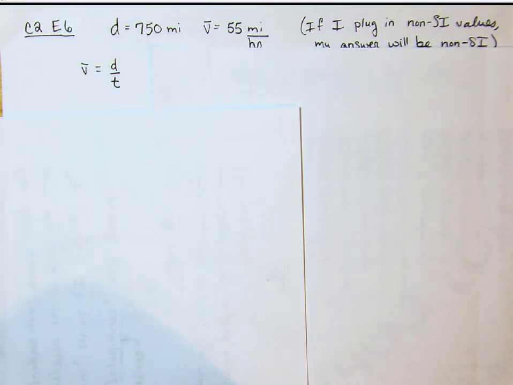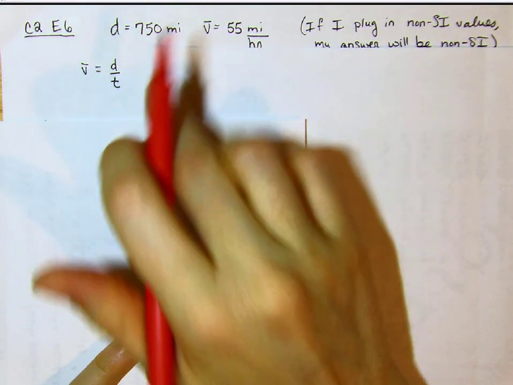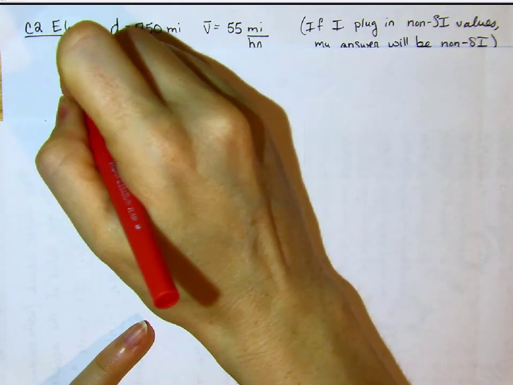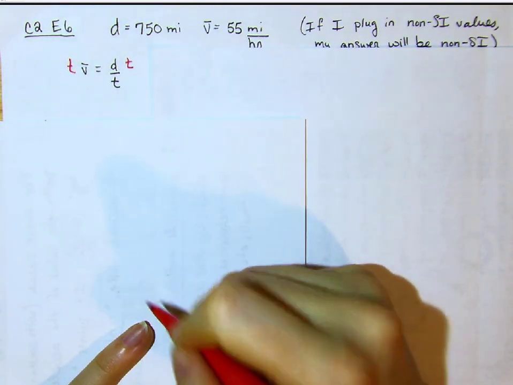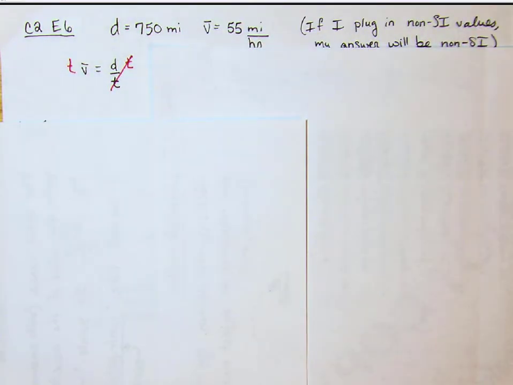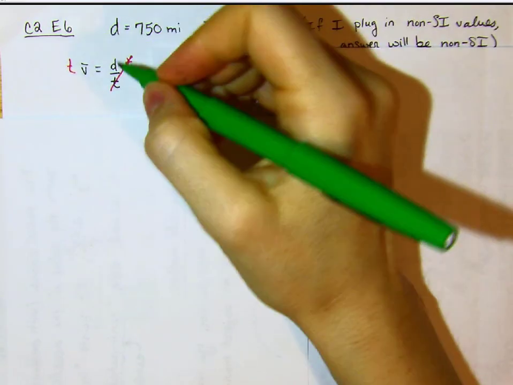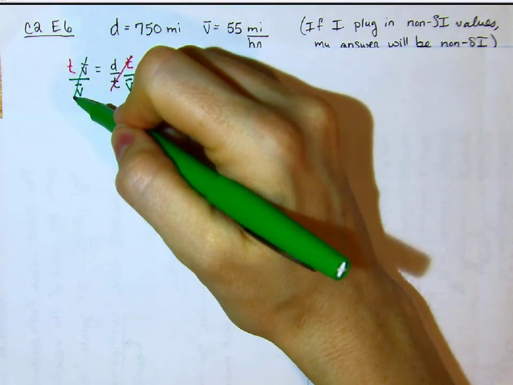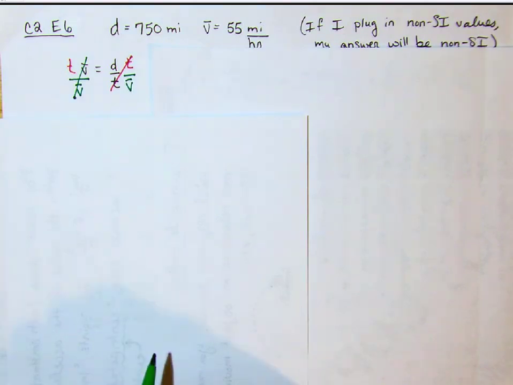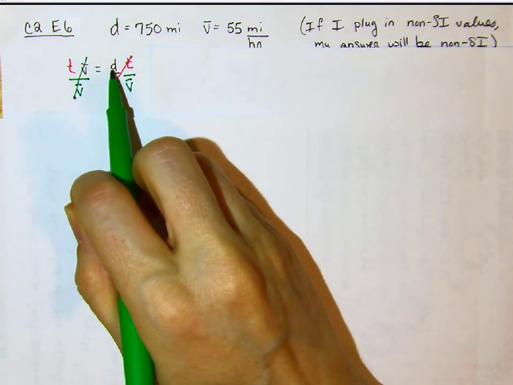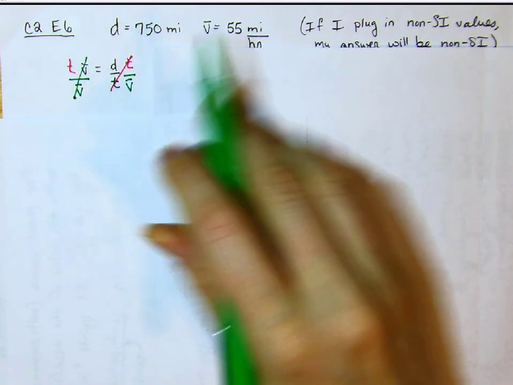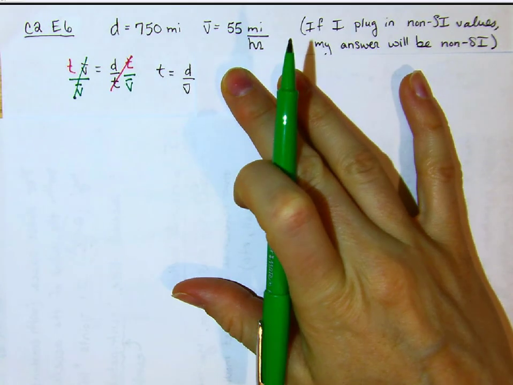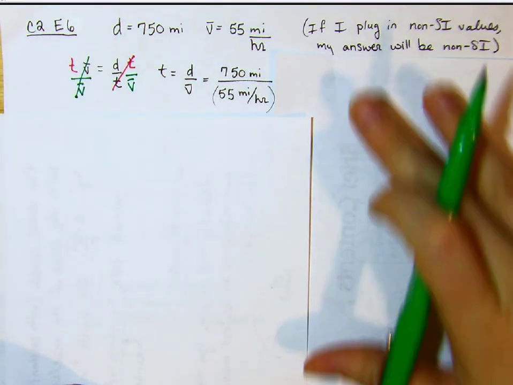So I want to solve it for t. Right now t is in the denominator, so I'm going to multiply both sides by t, so that way it's at least in the numerator. These will cancel. But now I have t times the average speed is equal to d. But I would like to get t all by itself, so now I'm going to divide both sides by the average speed. Then these cancel out, and what's left over is time is equal to distance divided by the average speed. Right there. So then I plug in my values.